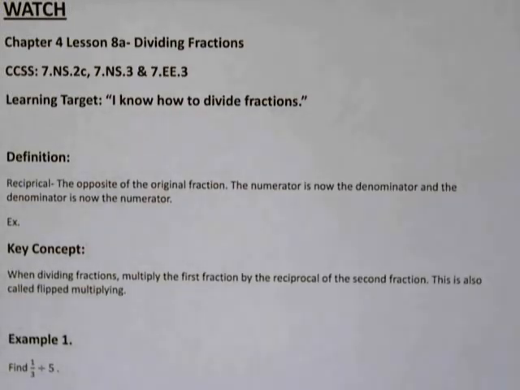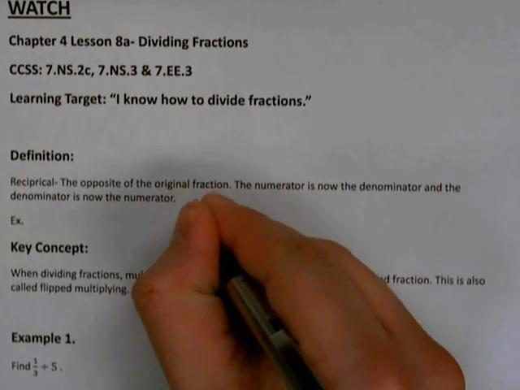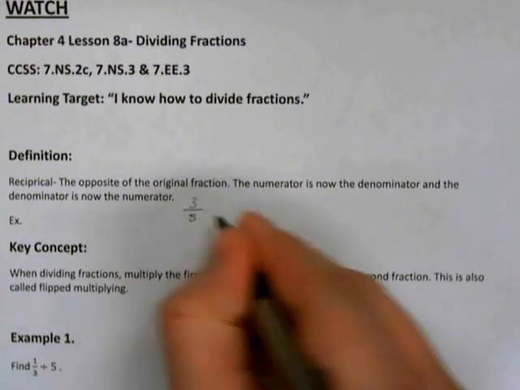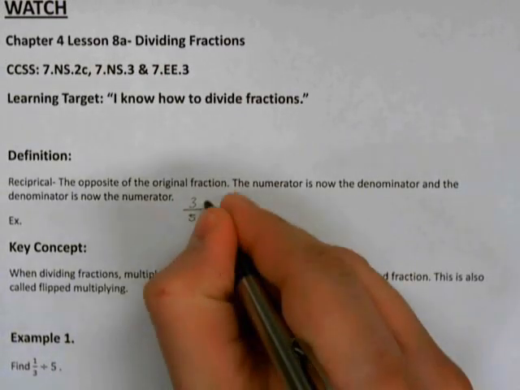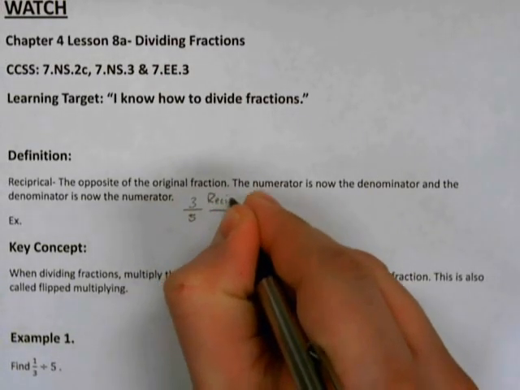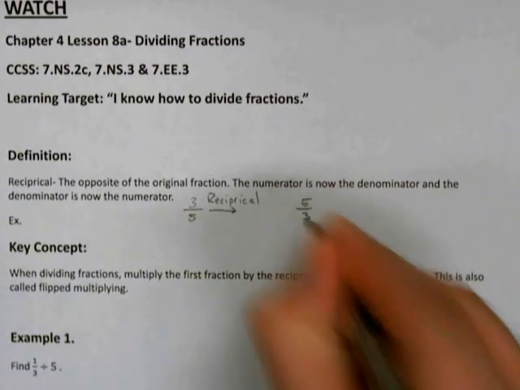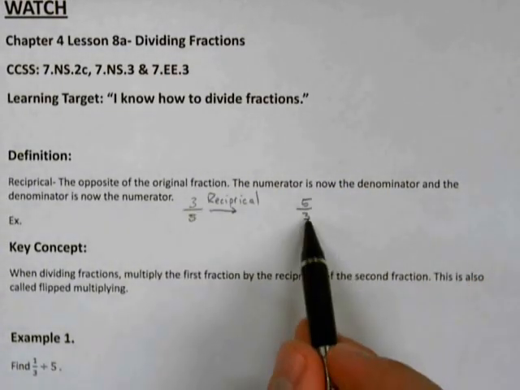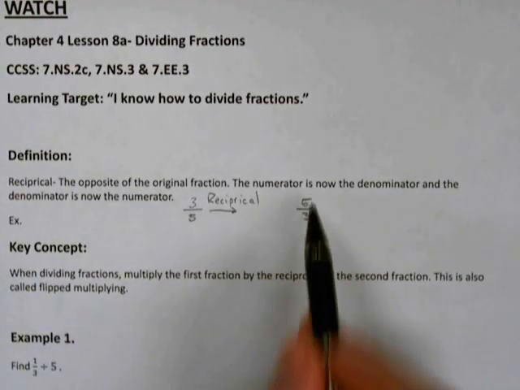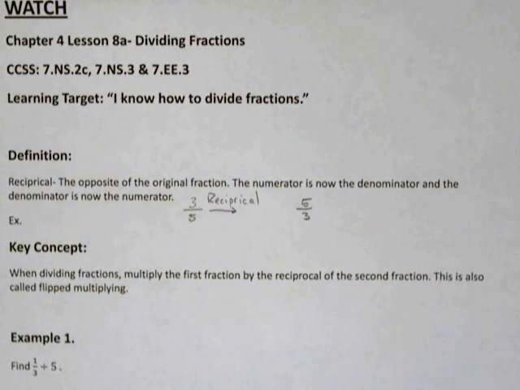So before we go into the key concept or anything like that, let's first define what is a reciprocal. The reciprocal is the opposite of the original fraction. So if we had a fraction that is 3/5, the reciprocal of that would be 5/3. The numerator is now the denominator, and the denominator is now the numerator. It just flips. That's all it is.